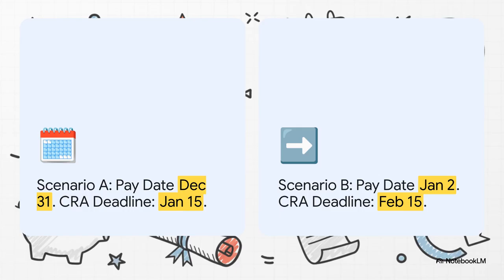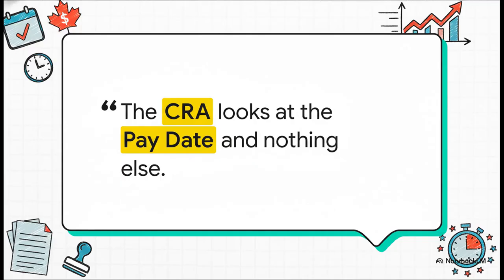Okay, now look at this comparison because this really drives the point home. In both scenarios, the work period is exactly the same, the last half of December. But in scenario A, the pay date is December 31st. That means your CRA deadline is January 15th. Now look at scenario B. Same work, but the pay date is just 2 days later, on January 2nd. Just by shifting that pay date into the new year, your CRA deadline gets pushed a full month later, to February 15th. That is a huge difference. So what's the big takeaway here? It's that the CRA looks at the pay date and pretty much nothing else. When the work was done, that whole pay period thing is completely irrelevant when it comes to their deadlines.